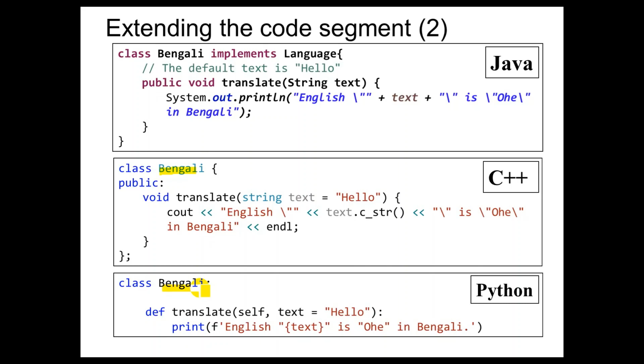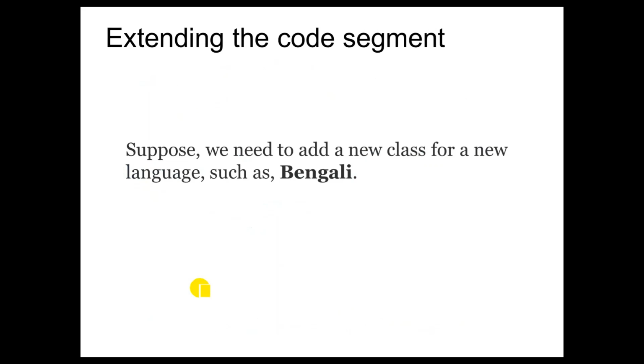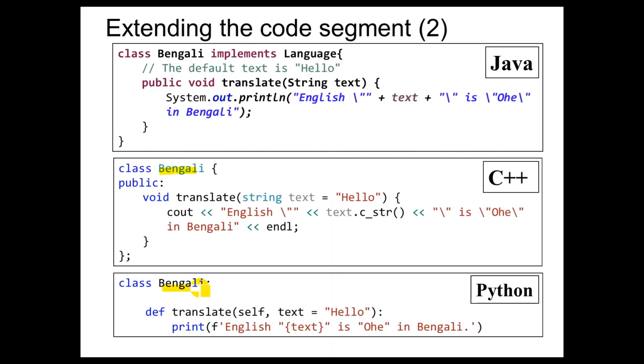Now you can see the modification in the translator class due to this extension. Extending the code segment means adding a new class or new module. Due to this new module, we may have some modification in the translator class. So let us look at that.